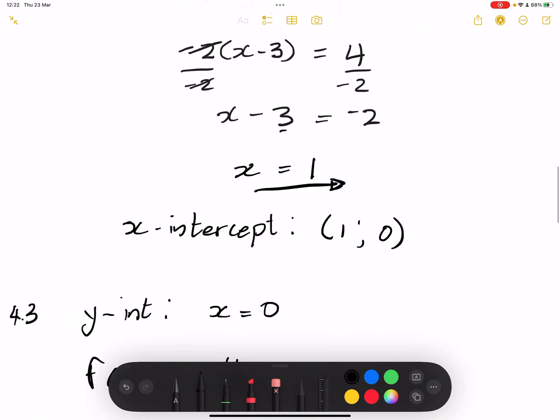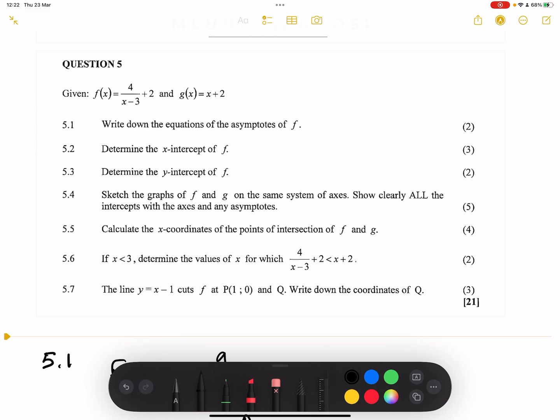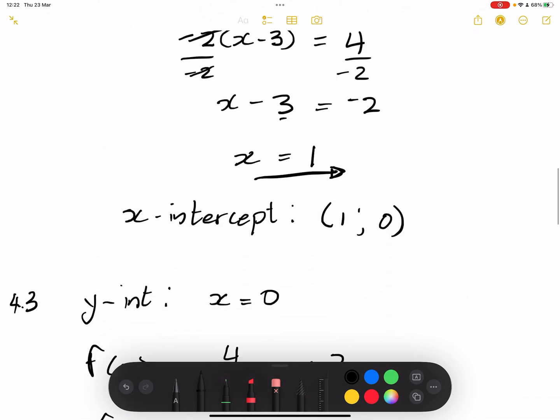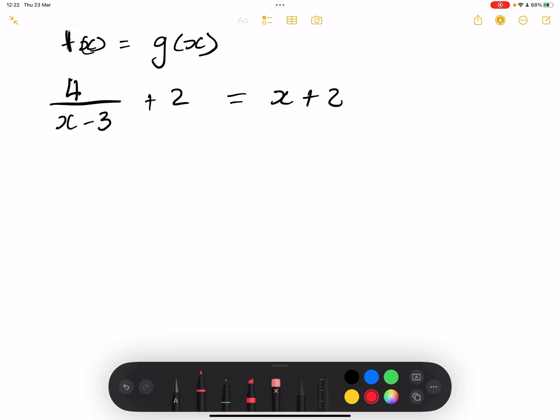Okay, right. So remember, you just take the equations as they are, you equate them to each other, right? So, already I can see that you've got the same number on either side, so they're going to cancel there, right? So you've got 4 over x minus 3 equal to x, okay? Right, so all I'm going to do is cross multiply, like that.